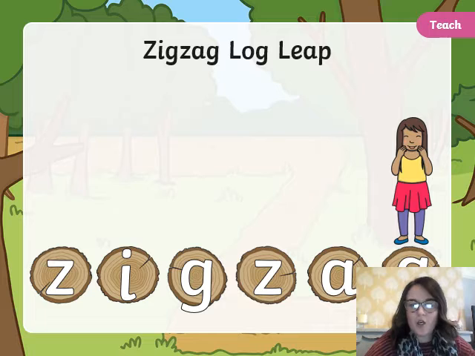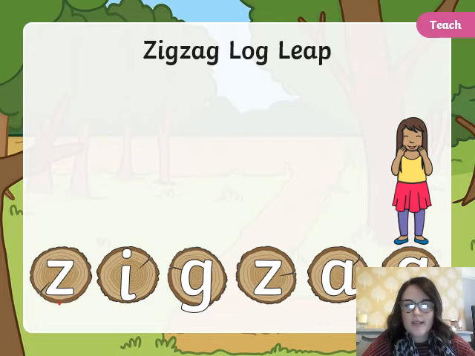Oh, we've got a really long word here, haven't we? But we can work it out together. Ready? Let's try our sound buttons. What's our sound of the day here at the beginning of our word? Our starting sound is Z. Well done. Then we've got an I. Good job. What's this one? Around and down. G. Well done. Z, I, G.